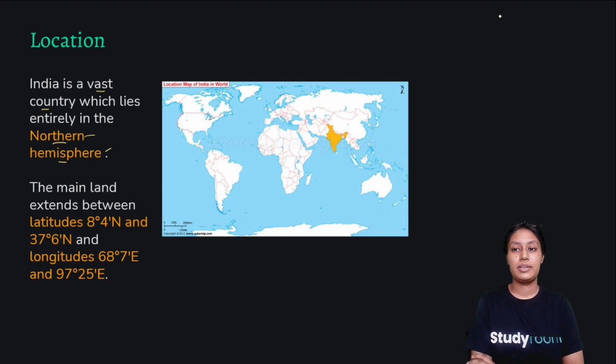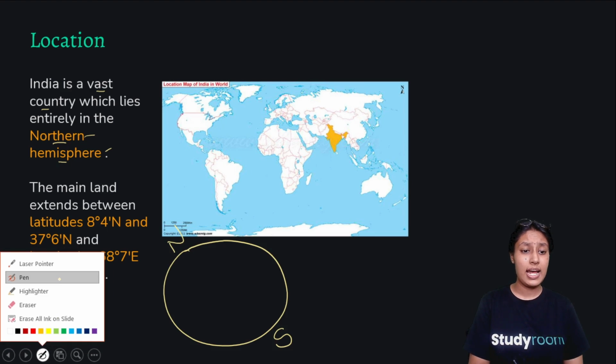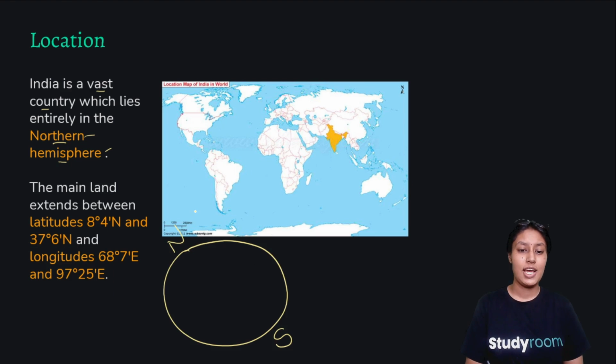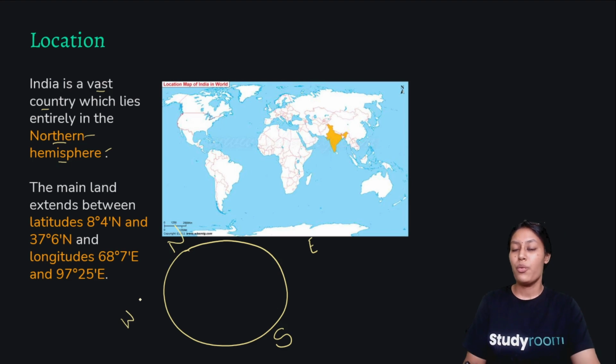Let me tell you. Here I have drawn a globe for you. It is not as beautiful as the real globe, but yes, we can adjust with that. So this globe has two ends. First, the northern side, and second, the southern. Obviously, on the right we mark it as east, and on the left we mark it as west.